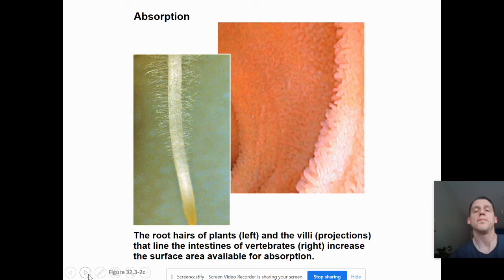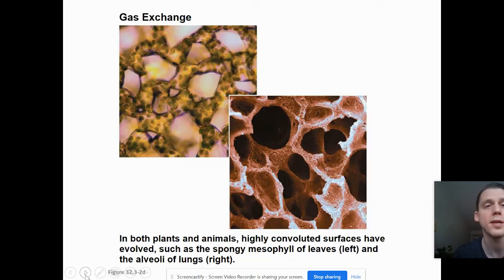And then absorption. So here's another similarity. Roots have root hairs. So these root hairs basically increase the surface area of the root, allowing the plant to get access to more water. And in the same way, this is the inside of an intestine. And notice all these little finger-like projections that reach out because the intestines absorb the nutrients that we eat. So they are trying to absorb as many nutrients as possible. So there's some similarities there.